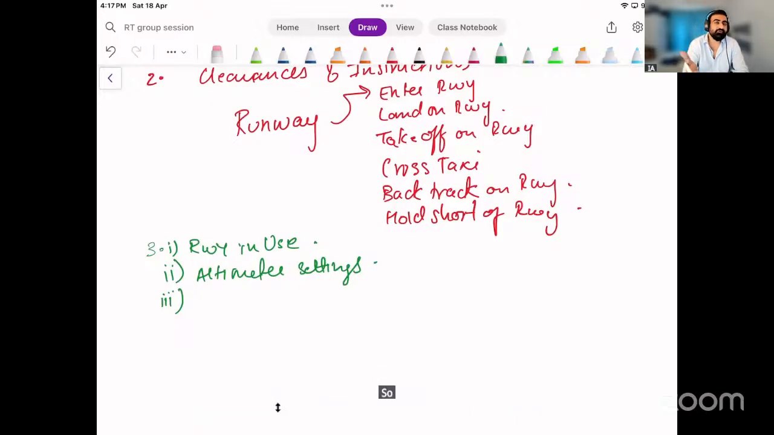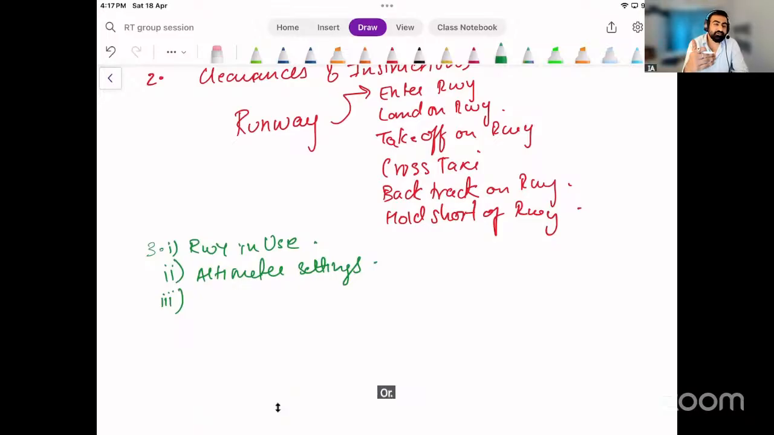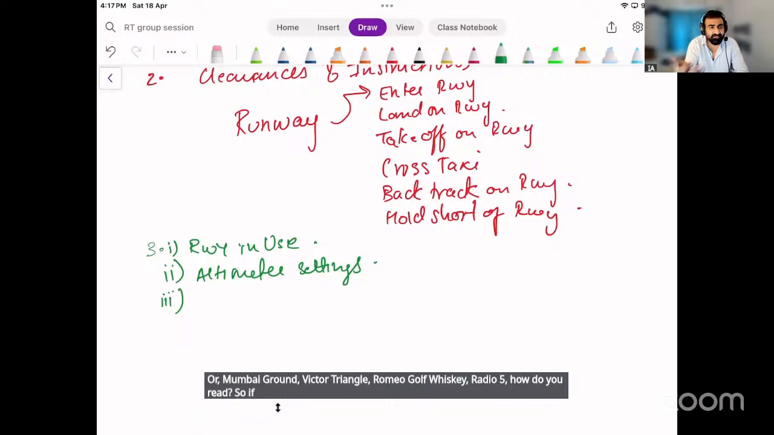So this call could have been very short if we had said, read you 5, how do you read? Victor Tango Romeo Golf Victor Whiskey. Correction. Or, Mumbai ground, Victor Tango Romeo Golf Whiskey, read you 5, how do you read? If this seems a little lengthy, then we can say, read you 5, how do you read? Victor Tango Romeo Golf Whiskey.